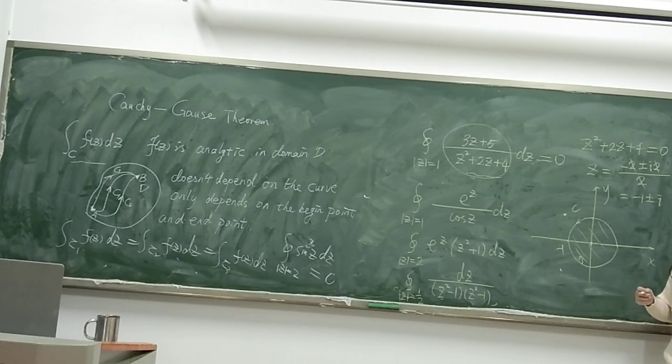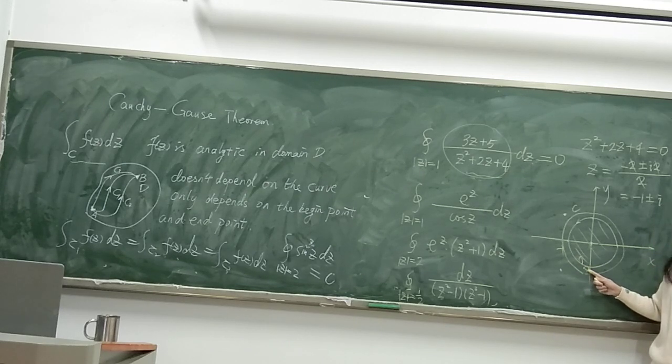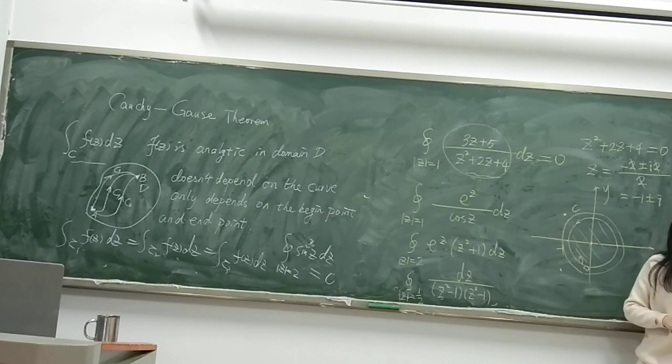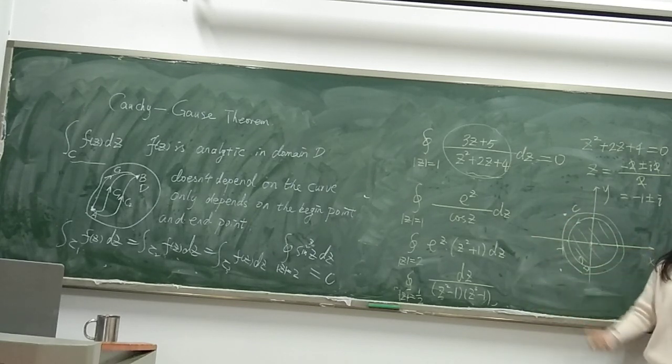Yes or no? So you can find a domain D, such that f(z) is analytic in this domain and this closed curve C is inside this domain. So there are two conditions, and these two conditions are satisfied. So the last answer is 0. Understand it? So if the first is understood, the second is all the same.